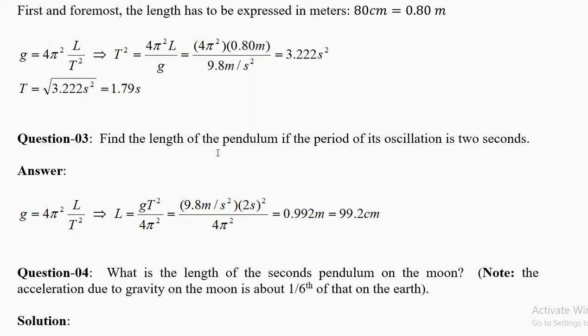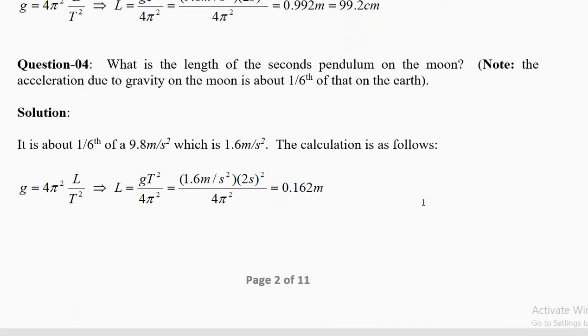Find the length of the pendulum if the period of its oscillations is 2 seconds. Now g equal to 4 pi square L by T square, L equal to g T square by 4 pi square. You are just re-expressing this formula. There is only one pendulum formula. T is 2 seconds, so 2 square divided by 4 pi square. You get 9.8 divided by pi square. This 4 and this 4 will cancel. You get little less than 1, which is 0.992 meters or 99.2 centimeters.